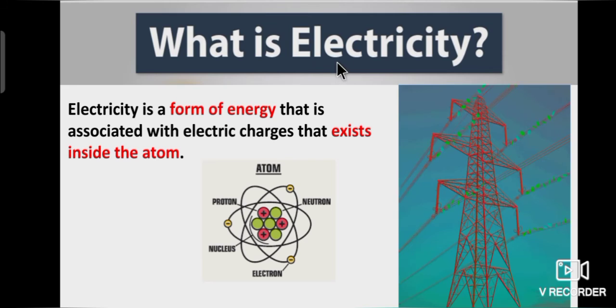Tell me, what is electricity? Electricity is a form of energy that is associated with electric charges that exist inside the atom. Yes, proton carries positive charge, electron carries negative charge, neutron carries neutral charge.